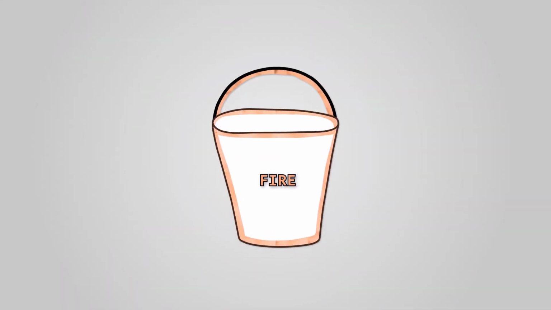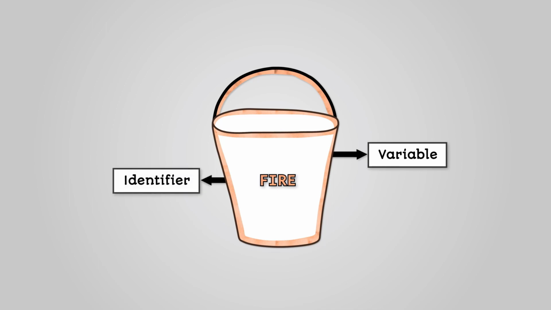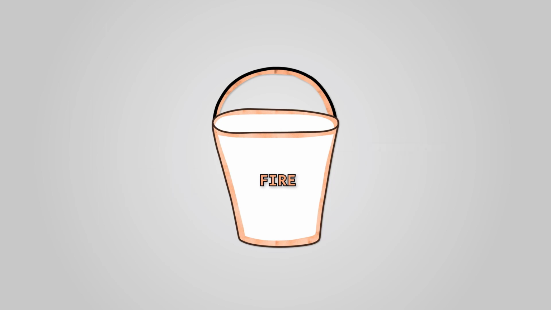Let's take a look at our fire bucket from last lesson. Now this bucket has been created and given a name, fire, but it is currently empty. If this were a variable, it would have been declared with an identifier. It may have been given a data type depending on your language, but it is still currently empty. We need to put something in the bucket so we can use it later.